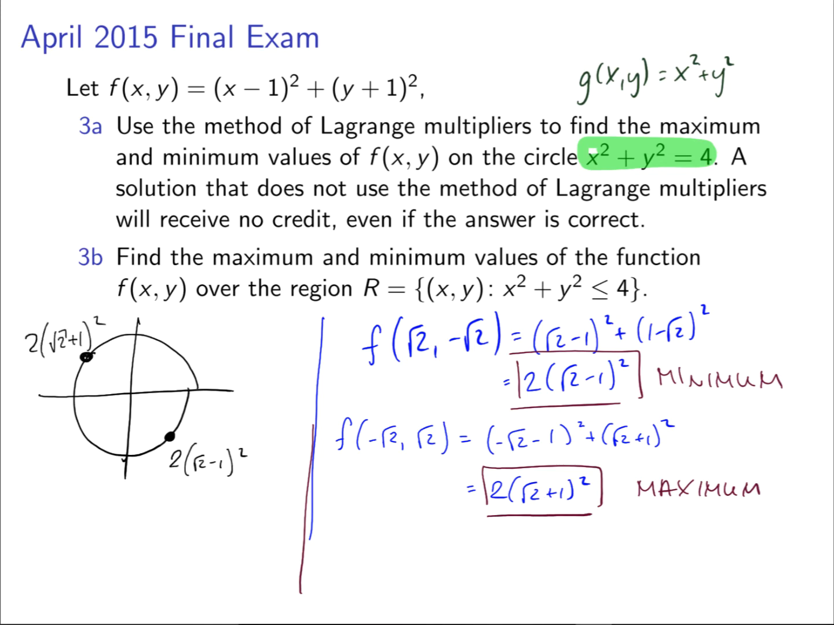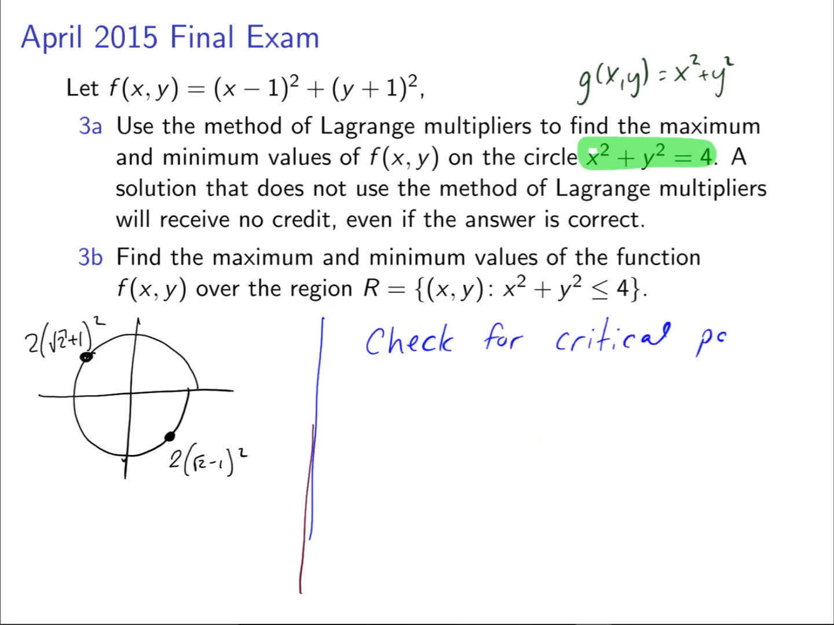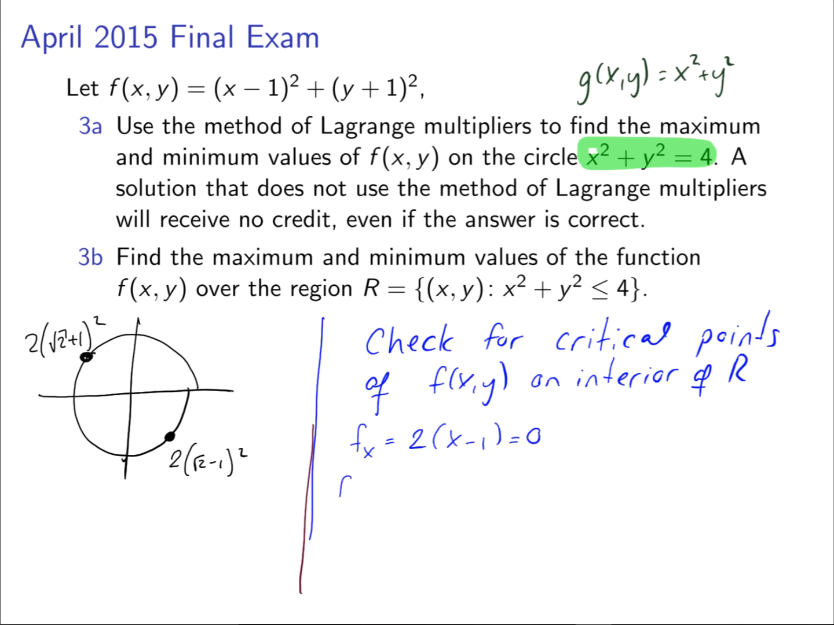In order to find the max and min over the entire function, we need to check and see whether there's any critical points on the interior of my region. To check for critical points, I want to know where my partial derivatives are 0. I need both of these to be 0, so the only critical point is when x is 1 and y is -1. That is inside my region.